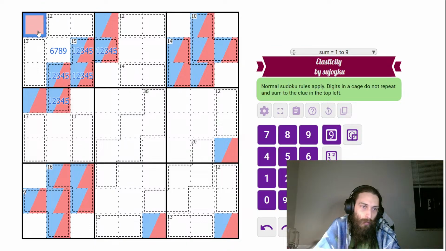If I make this red, then I know red is ruled out of the rest of this, and it's ruled out of here. Blue is then required to be in the 15, so blue is out.